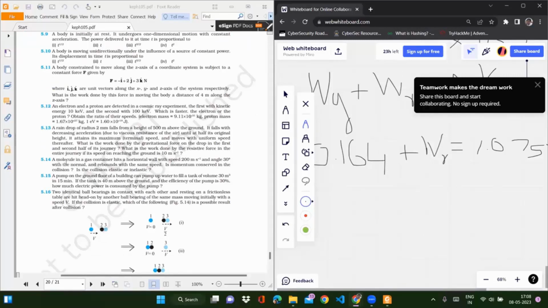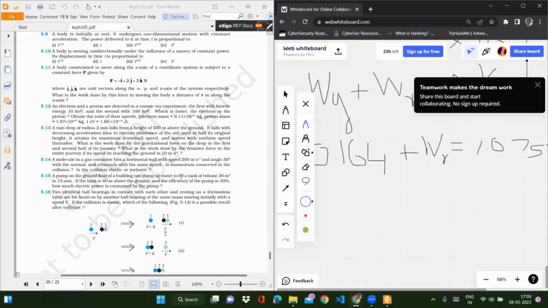Now question 5.14. A molecule in a gas container hits a horizontal wall with speed 200 meters per second and angle 30 degrees with the normal, and rebounds with the same speed. Is momentum conserved in the collision? Is the collision elastic or inelastic? Now we know that for any collision, the momentum will always remain constant, meaning momentum will be conserved for the system. In this case, the system is the wall and the molecule, meaning the gas container's wall and gas molecule form the system here.